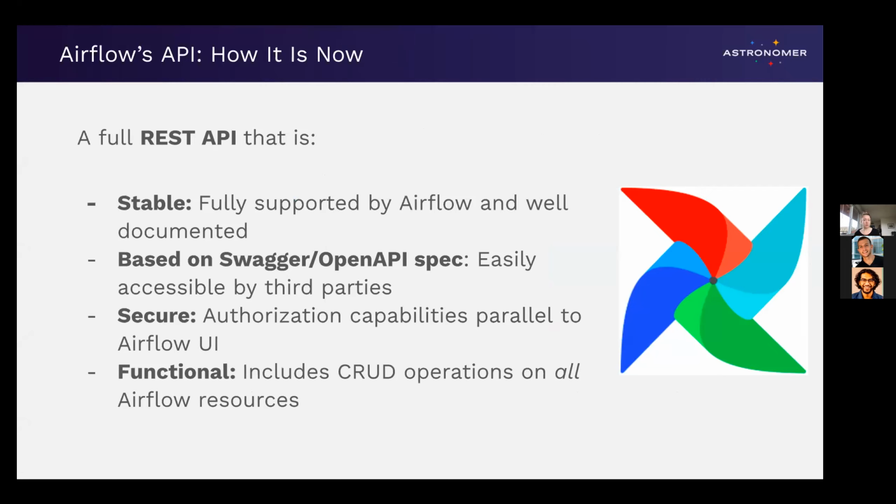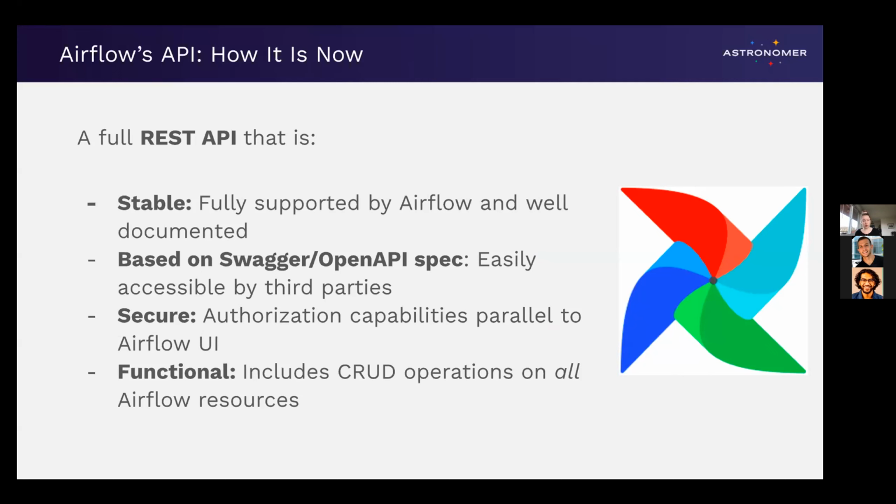The API is now stable, so it's fully supported by Airflow. It's very well documented. We'll go through the documentation throughout this presentation, but it's actually really easy to use. It is based on Swagger and the OpenAPI spec, which is really great for standardization. It makes it easily accessible by third parties. It's really secure. I'll touch on this throughout as well, but it has authorization capabilities that are parallel to the Airflow UI, which was not true of the 1.x API. So that was potentially a security issue for some folks, who oftentimes had to just turn the API off entirely. With Airflow 2, it has full authentication capabilities.